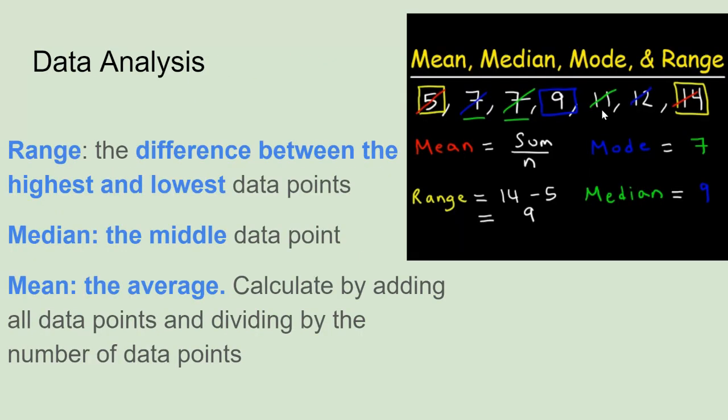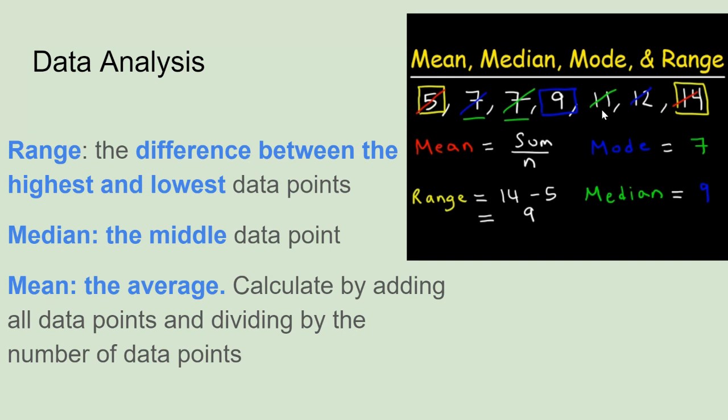When you finish an experiment, you're going to do some data analysis and you're going to need to know some keywords: range, median, and mean. The range is the difference between the highest and lowest data points in a given set. So in this case, the range is going to be 9 because 14 minus 5 is 9.